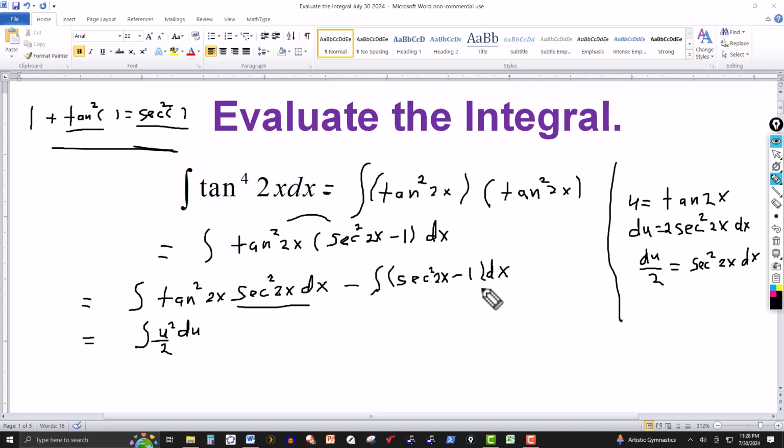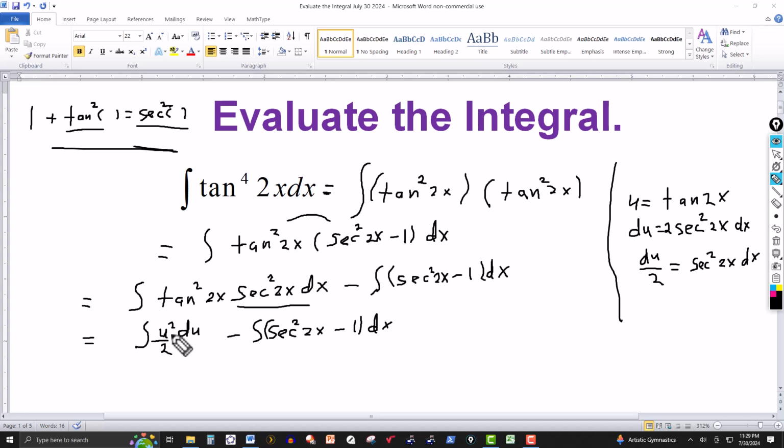So what I have here is just a regular integral with respect to x. Not using the u over here. So I'm going to write it this way then. Minus the integral of secant squared of 2x. I could break this up also into two integrals, but I'm going to leave it this way. Minus 1 and then dx. And then we just integrate here.